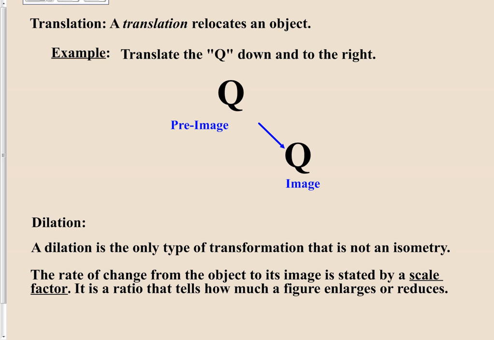Translation, pretty easy. Translation simply relocates the object, so it's basically just moving it. Your junior high teachers called it a slide or a glide. That is incorrect vocabulary.